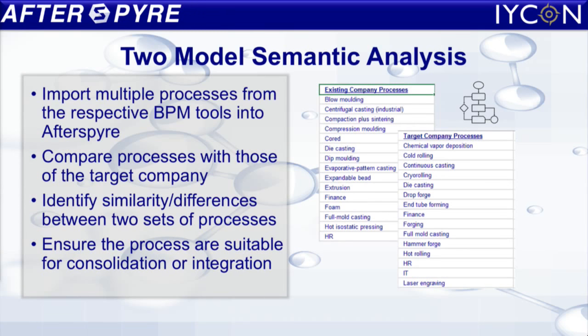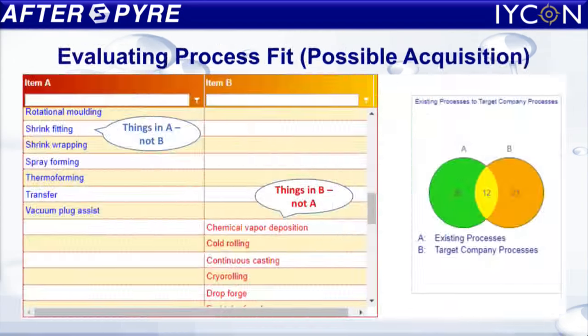So for this, we would typically compare processes from our organization and the target company's organization, to see whether there's similarities, and whether there are some unique processes which make the target company desirable. Once you run the actual semantic analysis, you will see there are 12 processes which can be consolidated, and 21 processes in the target company which hopefully are unique and you want to bring into the acquisition.